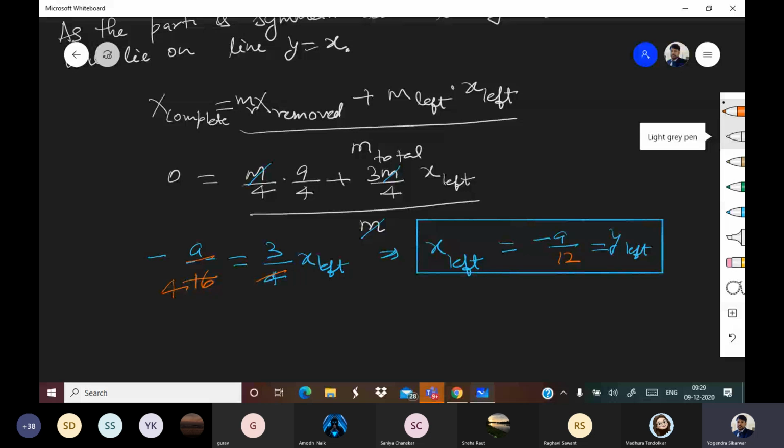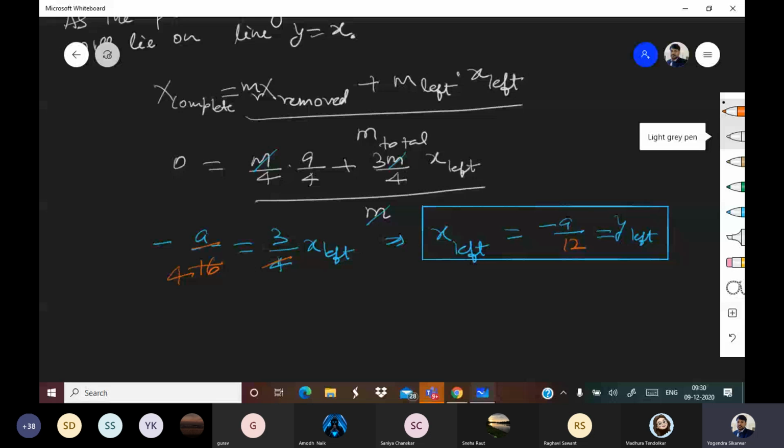So basically, the center of mass will be shifted towards the negative side, and that is obvious. Understood? Can we move to the next question? Okay, good. Next question.